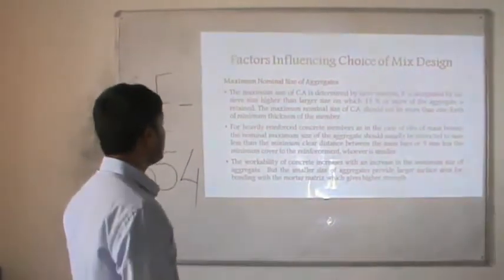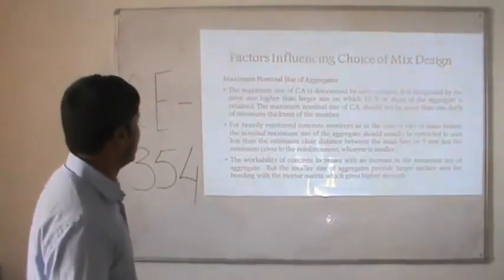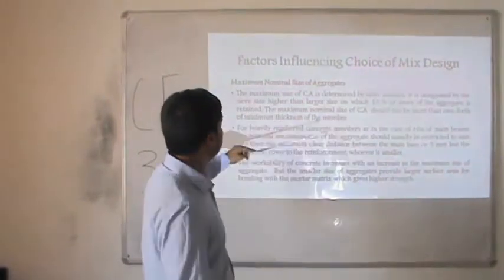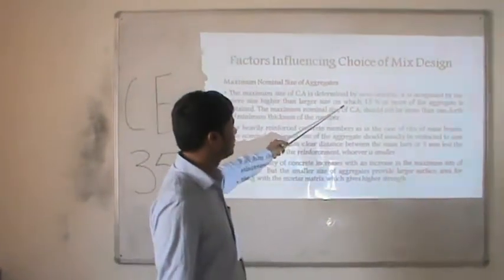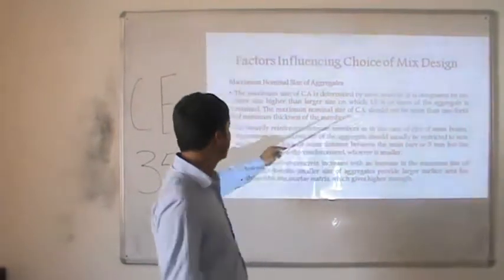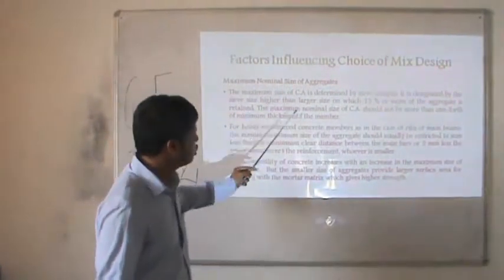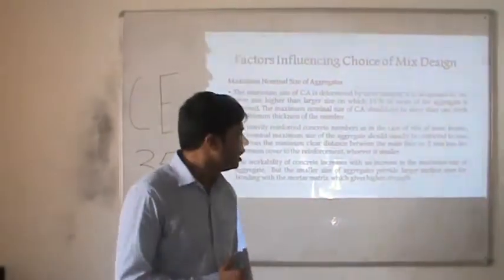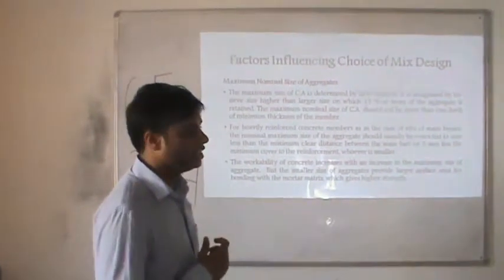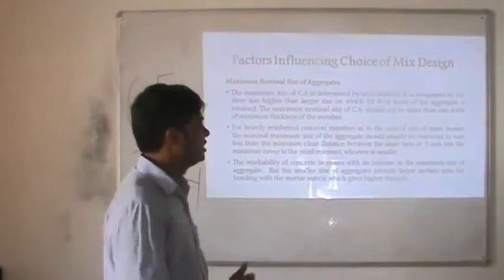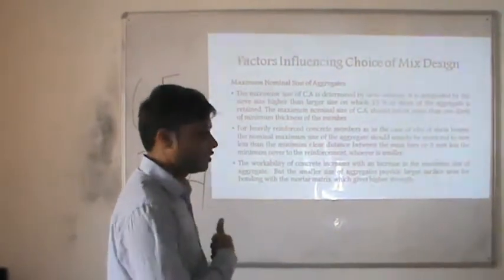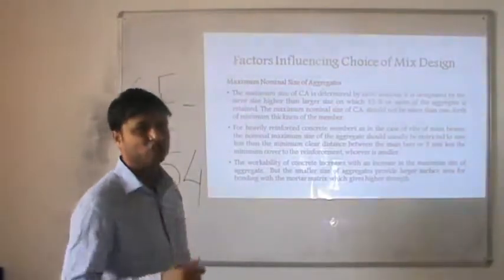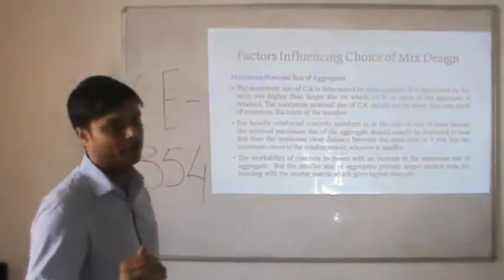Now, the maximum nominal size of aggregate. The maximum size of coarse aggregate is defined by sieve analysis. It is designated by the sieve size higher than the largest size on which 15% or more of the aggregate is retained. The maximum nominal size of aggregate should not be more than 1/4 of the minimum thickness of the member. This is the thumb rule: the size of the coarse aggregate must not exceed 1/4 of the minimum dimension of whichever element you are making, when designing a concrete mix.